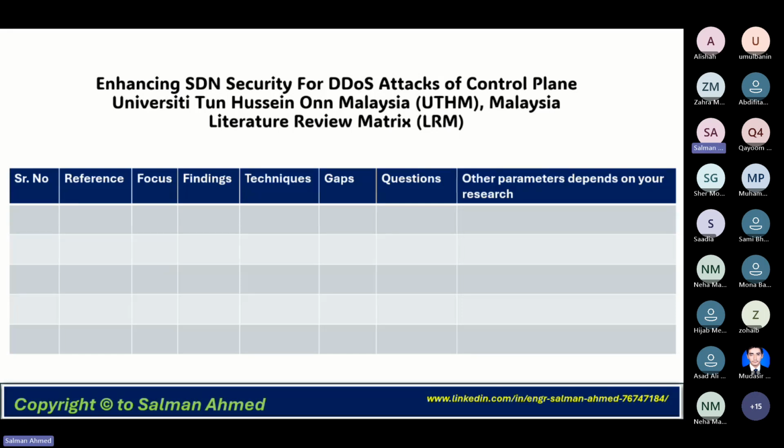So this is the example for the literature review matrix. From my experience, I would say the literature review matrix should be like this: 1, 2, 3, 4, 5, 6, 7, 8 columns.